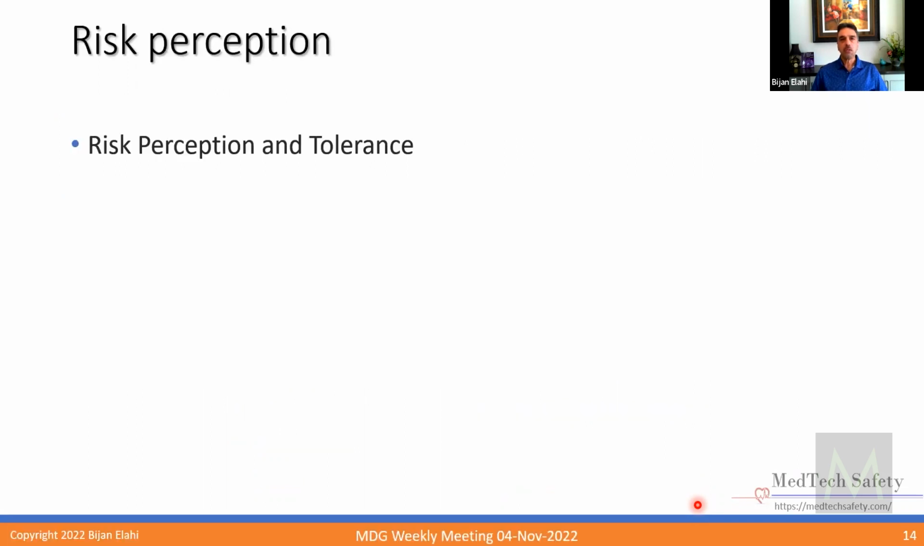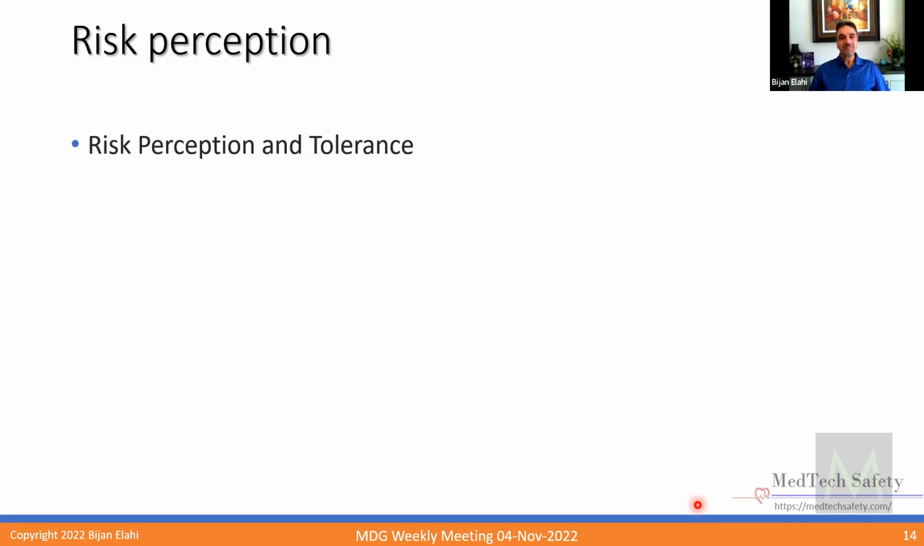Risk perception and tolerance varies from person to person. Would you agree with that? If you think about your own self, your family, your friends, you can see that there are different degrees of appetite and tolerance for risk. Personally, I think I'm an excellent driver, but not everyone in my car agrees.